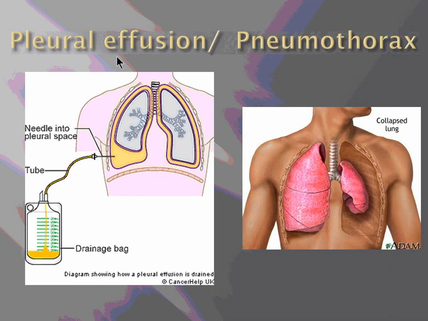So here you can see this is pleural effusion and pneumothorax. So here this is a normal pleural cavity. And look at this part here. This is effusion. So this pleural cavity is now filled with more fluid than normal.